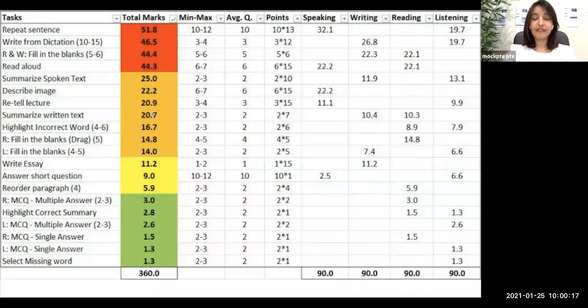In this task, first you have to read the paragraph and then you have to type the answer, which is the reason why it gives points to reading as well as writing. First you read the paragraph and then you type the answer, so points will be contributed to reading and writing. Out of 20.7, 10.4 out of 90 will be given to writing, and 10.3 out of 90 will be given to reading.